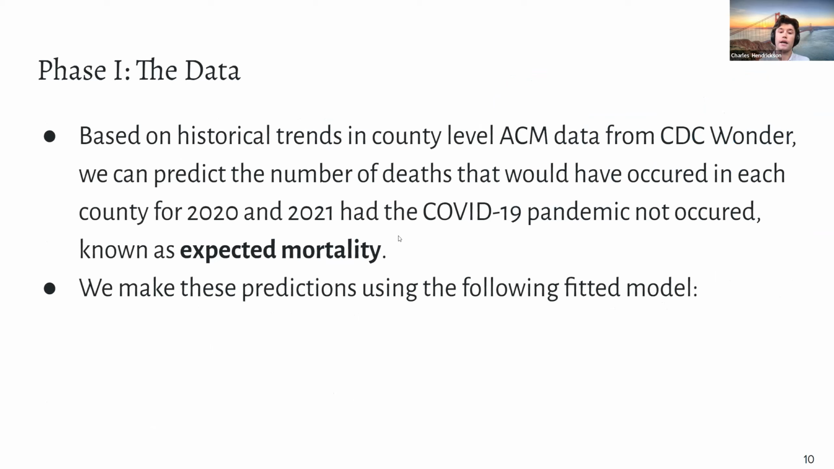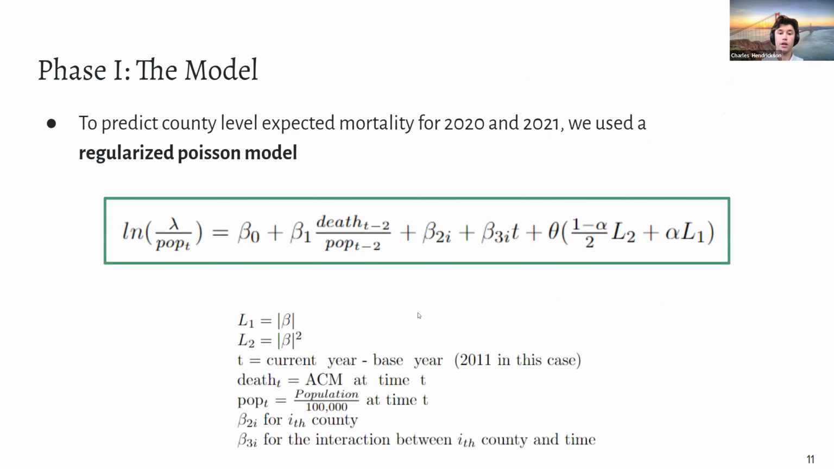Based on historical trends in county level all-cause mortality data from CDC Wonder, we can predict the number of deaths that would have occurred in each county for 2020 and 2021 had the COVID-19 pandemic not occurred. And this is known as expected mortality. And we make these predictions using the following fitted model. We used a regularized Poisson model, which is outlined in green, to predict county level expected mortality for 2020 and 2021. And we chose this model because it is best used to model count data such as all-cause mortality. And we tried using a quasi-Poisson model to account for overdispersion of the variance. However, the regularized Poisson model that we use ultimately had a lower root mean squared error.